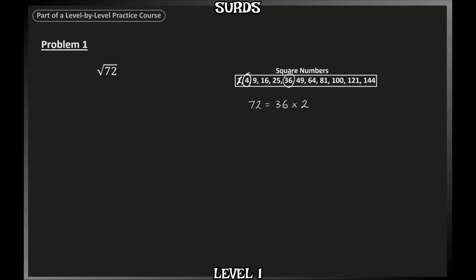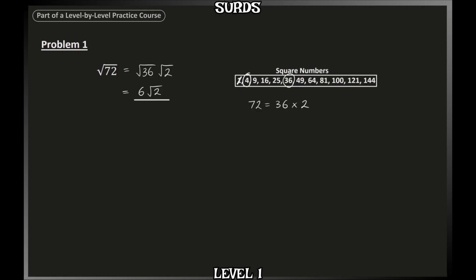So this means that the square root of 72 can be written as the square root of 36 multiplied by the square root of 2. Now 36 is a square number, so we can square root it, and the square root of 36 is 6. So this becomes 6 times the square root of 2. Now 2 can't be divided by any of the numbers on our square number list, so this means that 6 root 2 is simplified, and this is our final answer to problem 1.